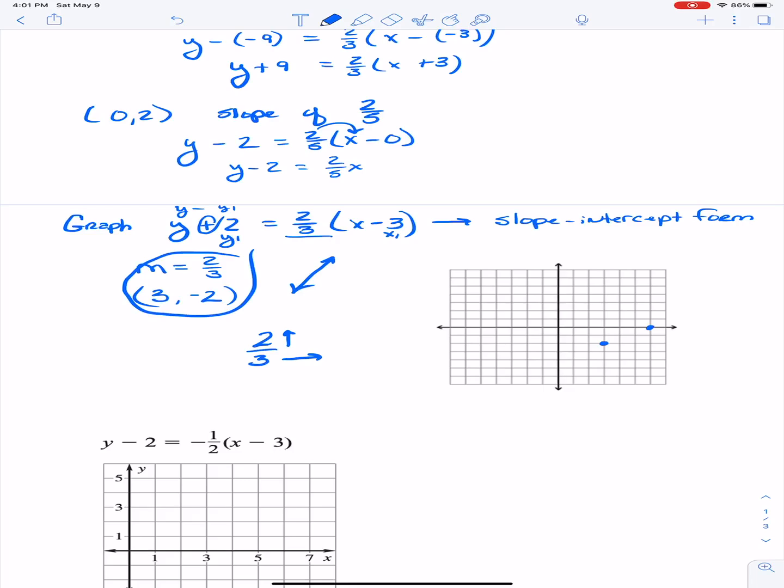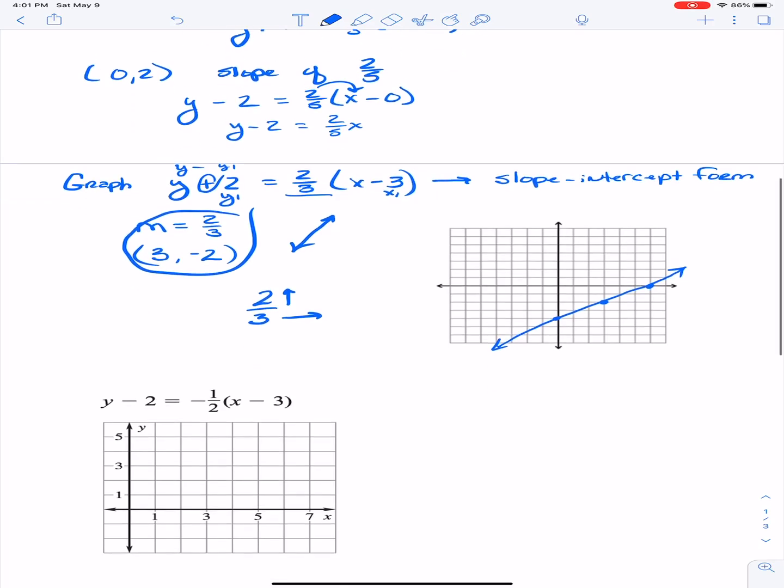Now, this looks positive. We can also, if we want, go down 2 and to the left 3 points so that we can get a straighter line. And so if we want to, we are graphing this equation. Okay? And that's how we do that. Let's do one more of these.